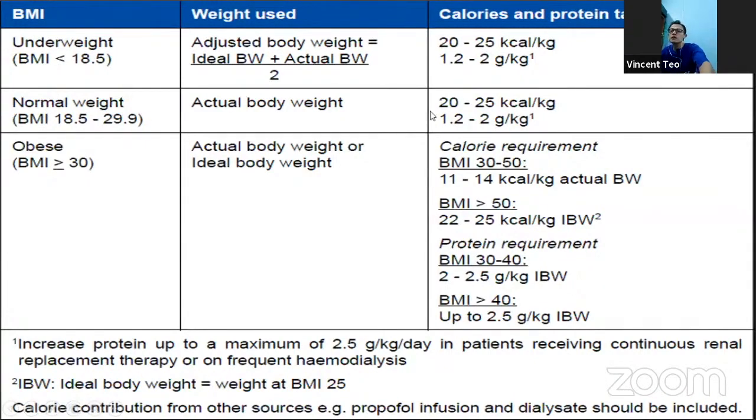For those who are obese, you might want to be more careful, as there's a tendency to overfeed the patient if the actual body weight is used. That is why, if you realize, when we use actual body weight for those with BMI 30 to 35, it is much lower than the normal targeted patients. And of course, if BMI is more than 50, you might just want to use 20 to 25 of the ideal body weight.